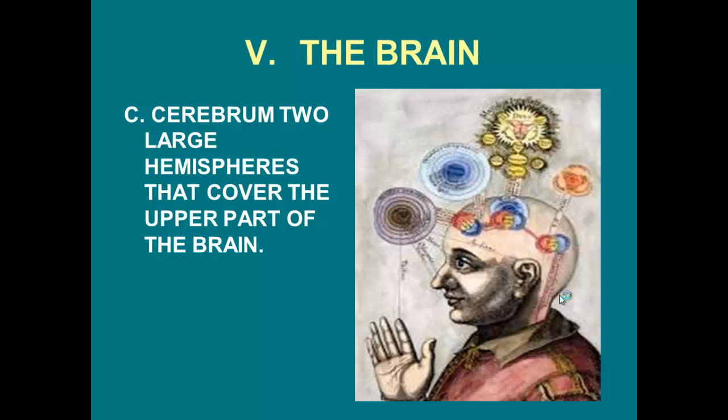Your brain is actually divided up into two large hemispheres that cover the upper part of the brain. So it's called the cerebrum. The cerebrum is all of this, also called the cerebral cortex. It's subdivided into two hemispheres. There's the left cerebral hemisphere and the right cerebral hemisphere. So there are two hemispheres in the brain.